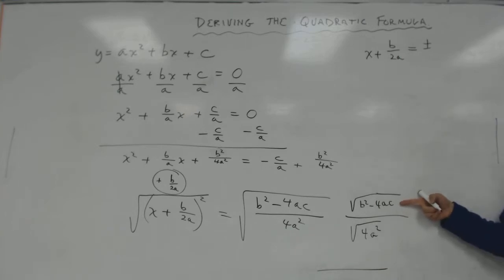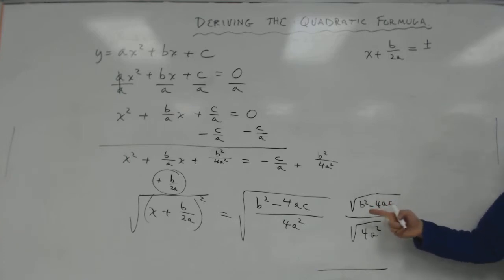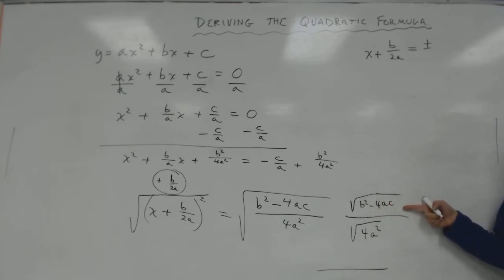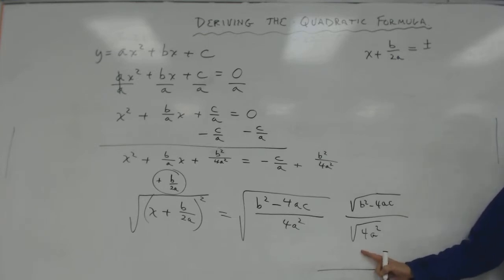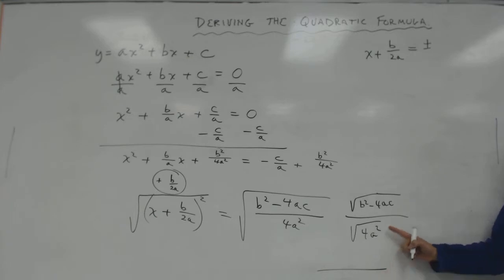Now, I can't do anything with this. I can't simplify that any further because there isn't a perfect square in it. But I could simplify the bottom: the square root of 4a squared is 2a. Square root of 4 is 2, and the square root of a squared is a. So we ended up getting b squared minus 4ac.